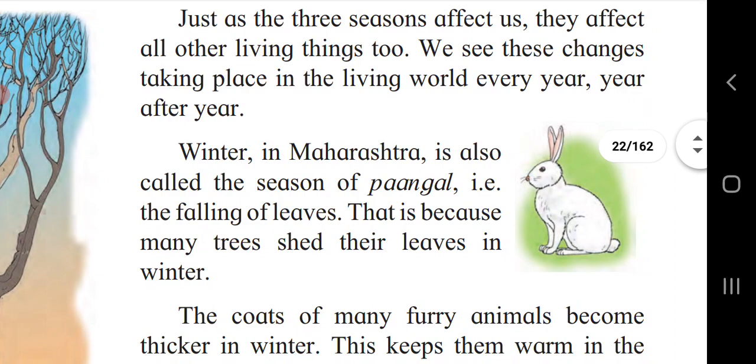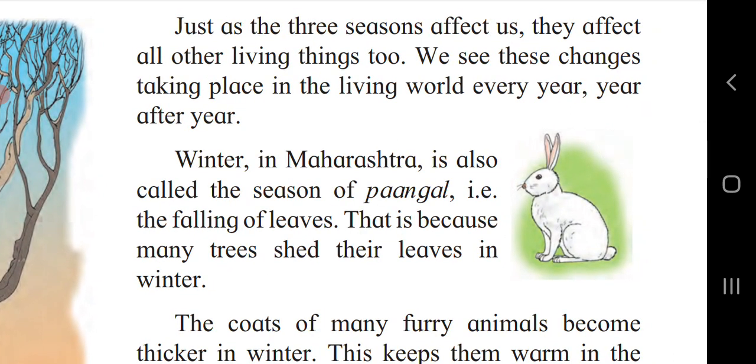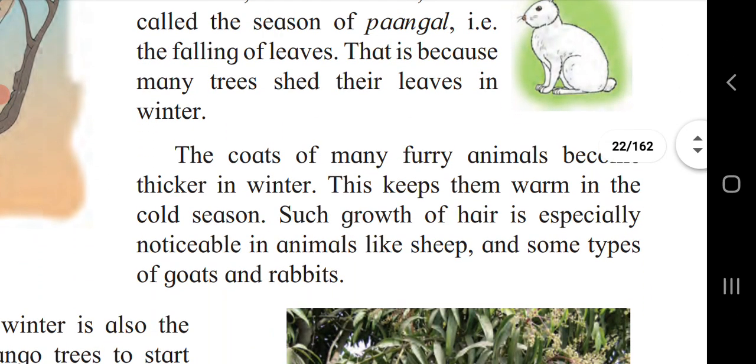Just as the 3 seasons affect us, they affect all other living things too. We see these changes taking place in the living world every year, year after year. Winter in Maharashtra is also called the season of Pangal, that is, the falling of leaves. That is because many trees shed their leaves in winter. So, as in winter many trees' leaves start falling, we call it Pangal.